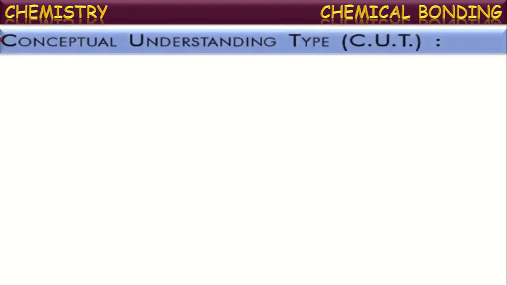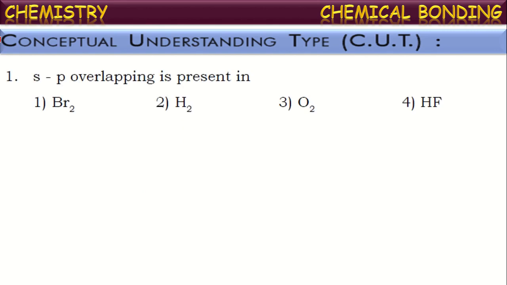First, let us go through the conceptual understanding type questions. See the first among those, sp overlapping is present in. So the chemical bond in which two atoms are combined by overlapping the s orbital of one atom and the p orbital of another atom is represented as sp overlapping sigma bond. Observe in which molecule this kind of overlapping exists. That is, the s orbital of one atom and the p orbital of another atom overlap to form a covalent bond there.